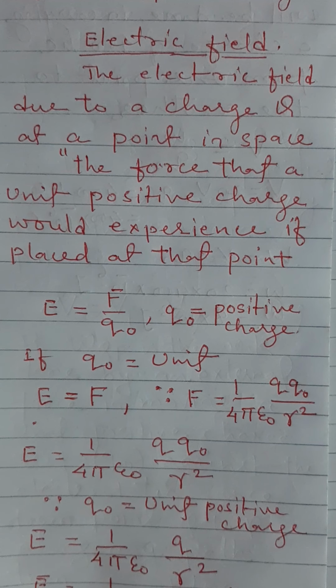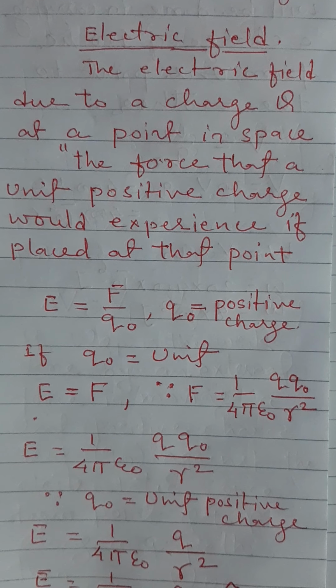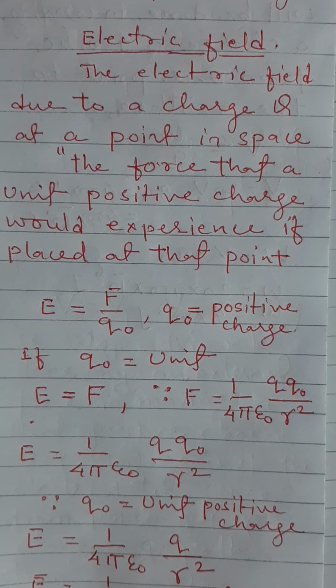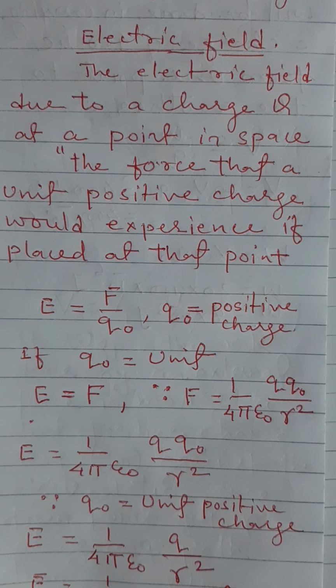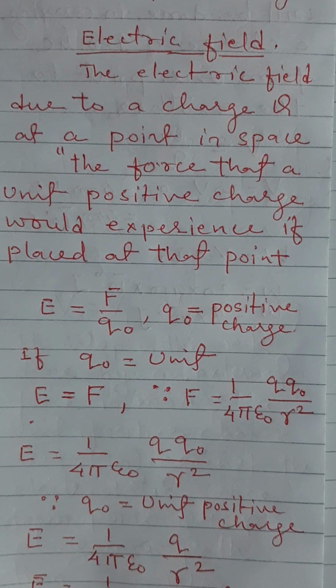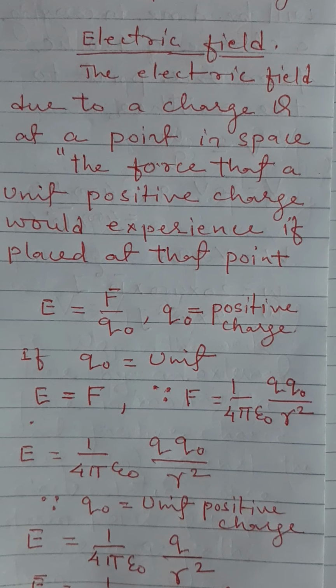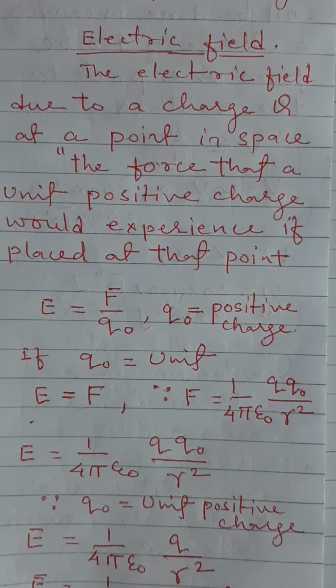Before this topic, first we define electric field. The electric field due to a charge q at a point in space is given by the force that a unit positive charge would experience if placed at that point. It means there is a source charge q and we put a test charge, q naught, which is a positive charge, and that charge experiences some force due to the source charge q. The electric field is given by F by q naught.